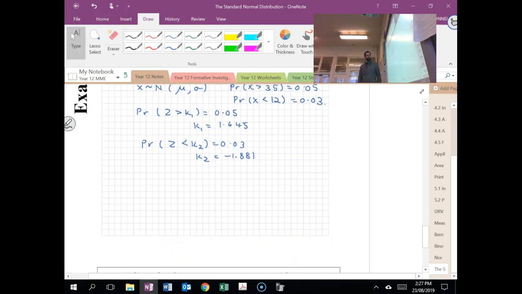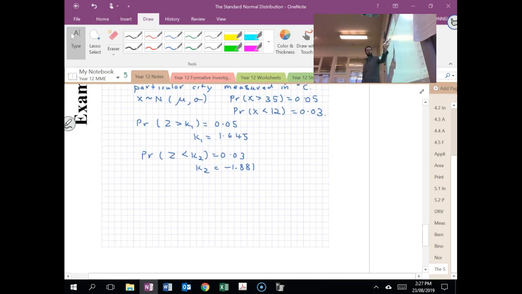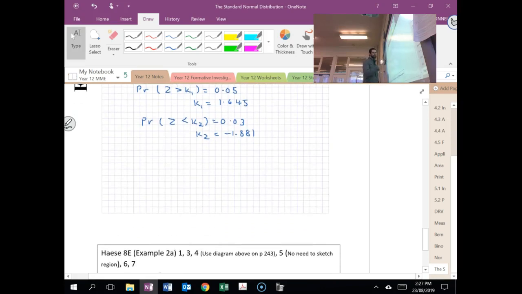What that means is on this distribution, the value of 35 on the x distribution corresponds to the value of 1.645 on my z distribution. And the value of 12 on my x distribution corresponds to the value of minus 1.881 on the z distribution. So, what I can say is that 1.645 is equal to 35 take mu on sigma. And I can also say minus 1.881 is equal to 12 take mu on sigma.